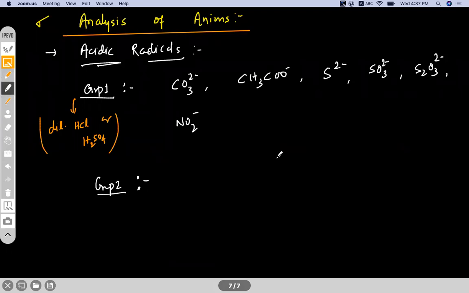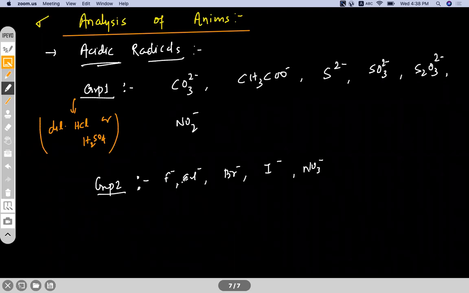Group 2 are those compounds which are decomposed by concentrated H2SO4, right? So for that, we have halide ions. Generally, we have Cl minus, Br minus, I minus, NO3 minus, F minus also you can write. Mainly these, okay? So these are the anions which are decomposed by concentrated H2SO4. Write this down.